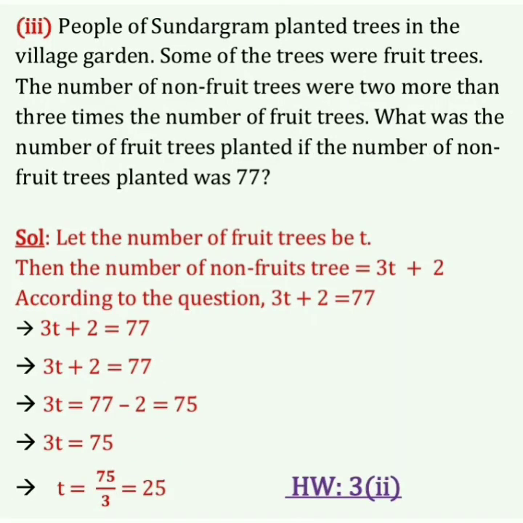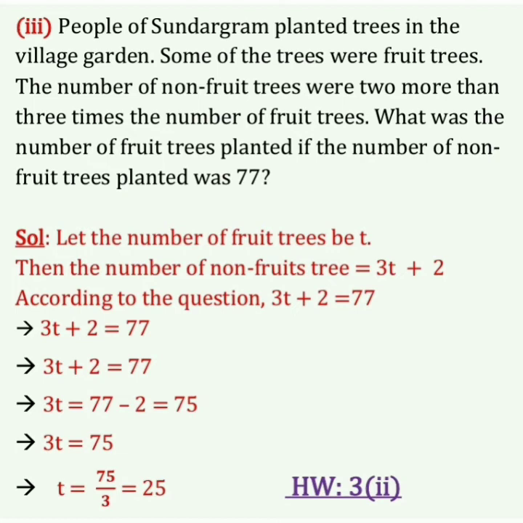Sum number 3. People of Sundaragram planted trees in the village garden. Some of the trees were fruit trees. The number of non-fruit trees was 2 more than 3 times the number of fruit trees. What was the number of fruit trees planted if the number of non-fruit trees planted was 77? Now solution. Let the number of fruit trees be t.